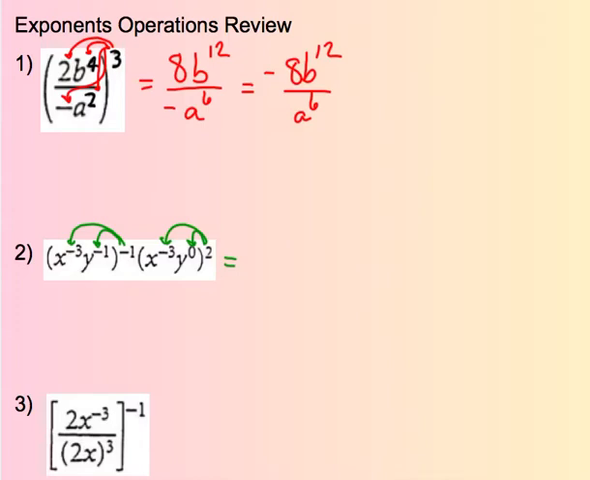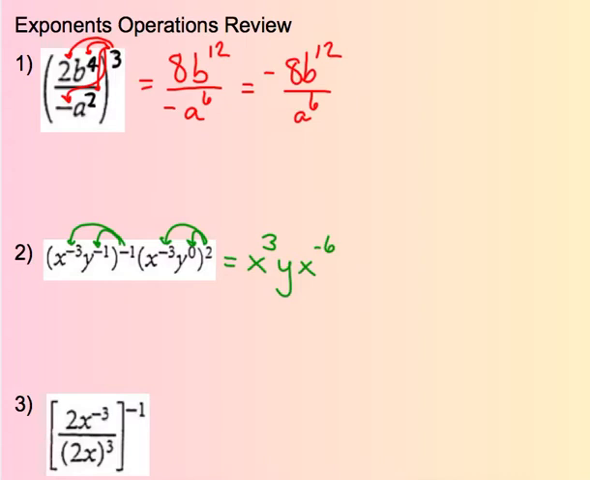So x to the negative 3 to the negative 1, multiplying our powers, we get x cubed. Y to the negative 1 to the negative 1 becomes y to the 1st, or just y. X to the negative 3 squared is x to the negative 6th. And y to the 0 is 1, so when you square that, you still get 1, so that term disappears.